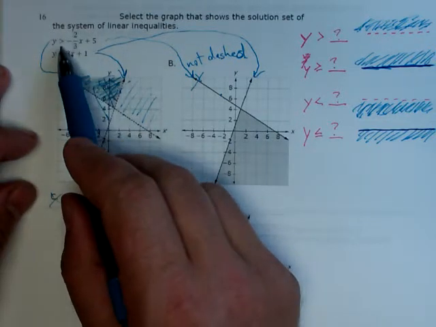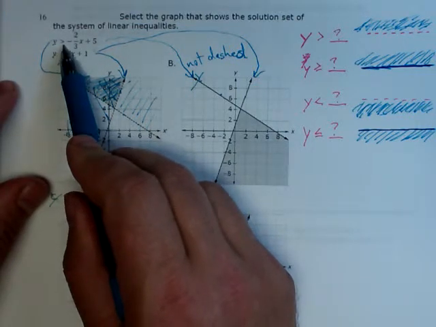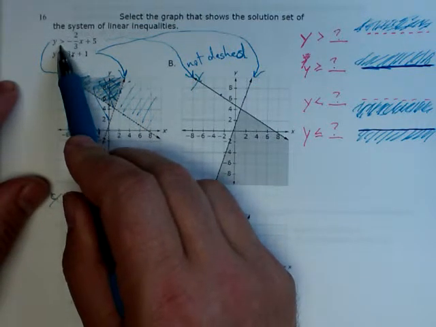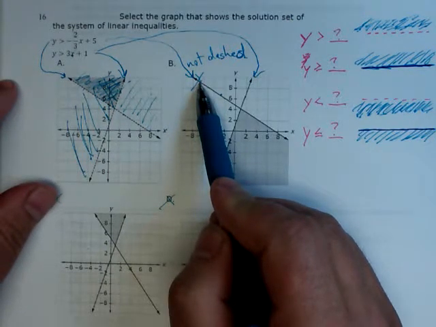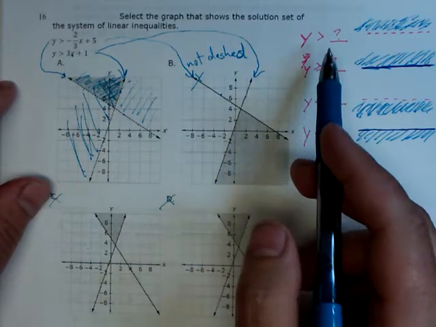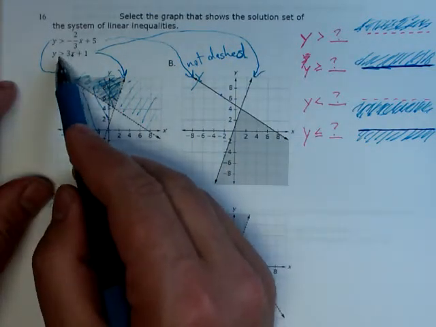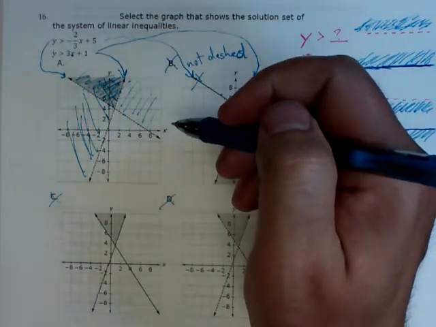Now if we look at whether it should be dashed or not, when y is greater than, there's no equal to option, so that means it shouldn't be dashed. Should not be dashed. And same for this one, should not be dashed. Oh, it should be dashed, excuse me. It should be dashed because there's no equal to sign. So we can also eliminate B already, and the answer is automatically A.